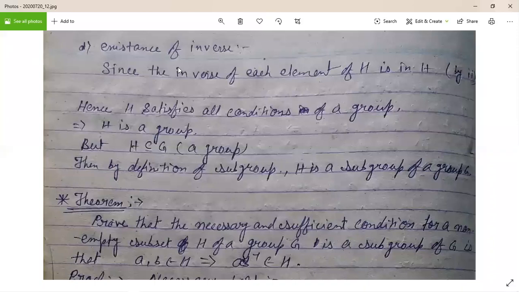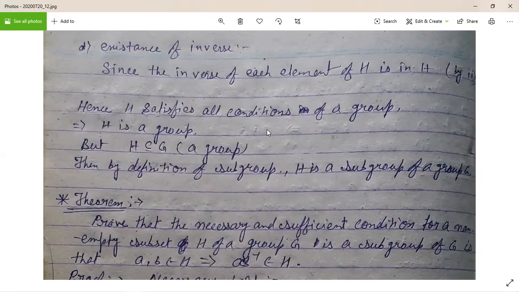Next one is the existence of inverse, which is already given, since the inverse of each element of H is in H, given by equation 2. Hence, we can say that H satisfies all the conditions of a group. This implies H is a group, but H is a subset of G, which is a group also. Then, by definition, H is a subgroup of a group G.